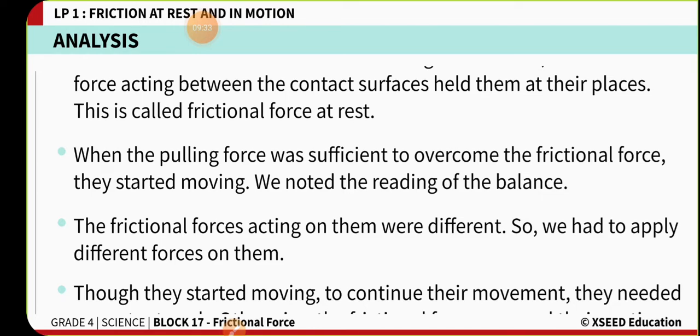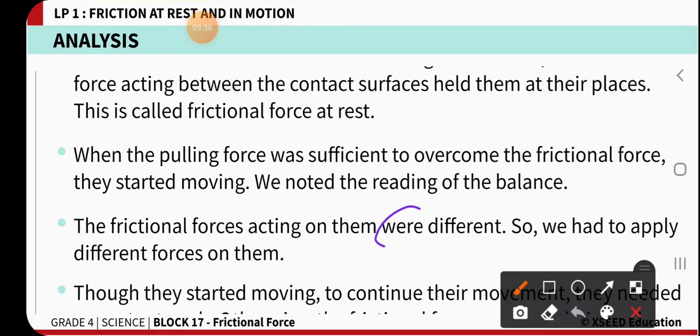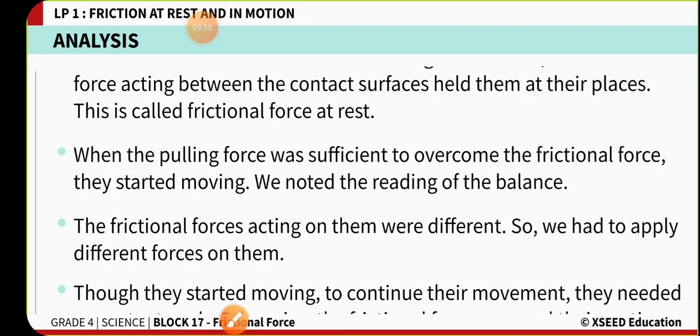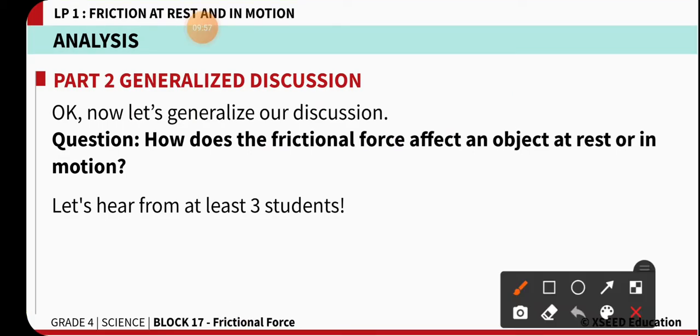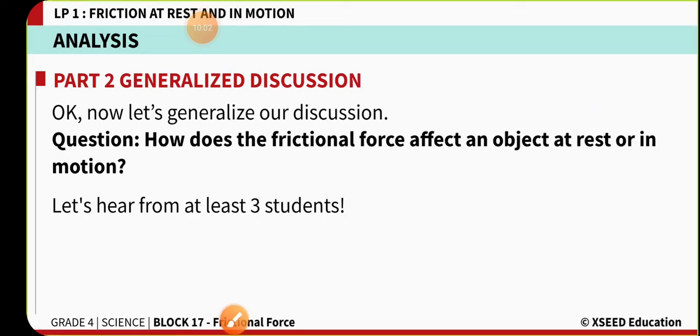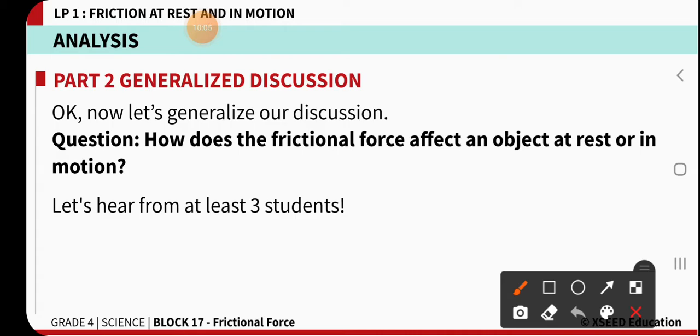If the frictional forces acting on them were different, we would have to apply different forces. If the frictional force is more, you have to apply more force to move the object. If the frictional force is less, you have to apply less force to move the object. Okay. How does the frictional force affect objects at rest or in motion? If an object is at rest, the frictional force is less. If it is in motion, it acts more and tries to resist the moving object.